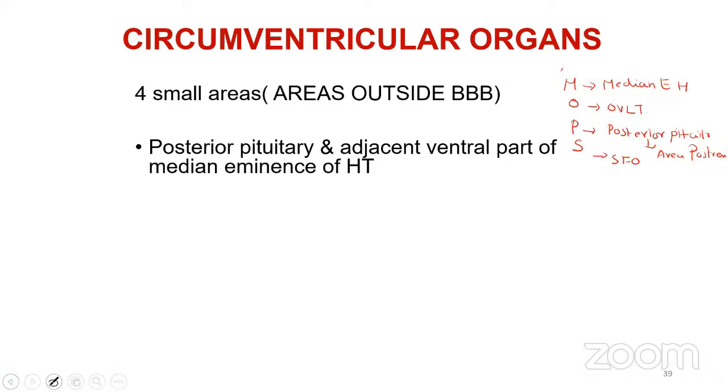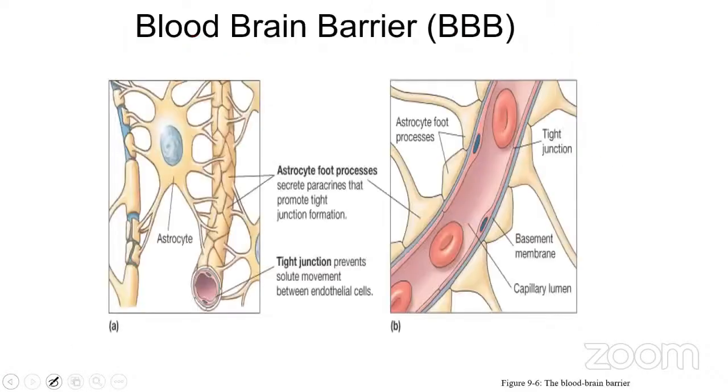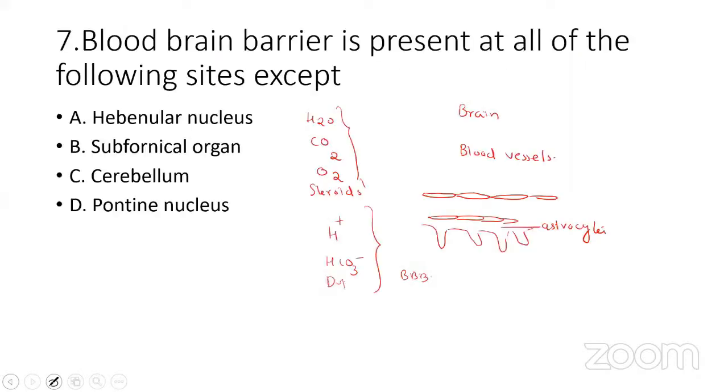So the answer to our question. Let's go back and see the question. Blood-brain barrier is present at all of the following except: the answer is option B, subfornical organ.